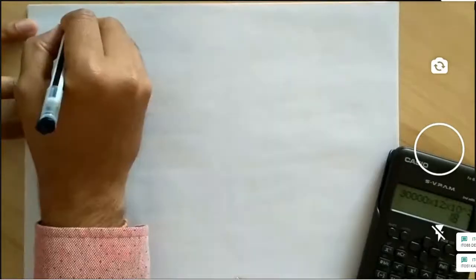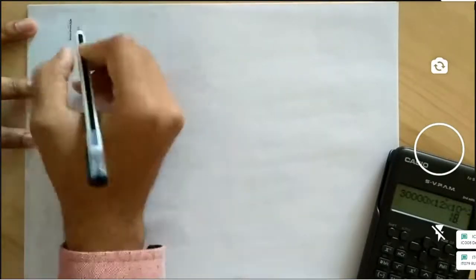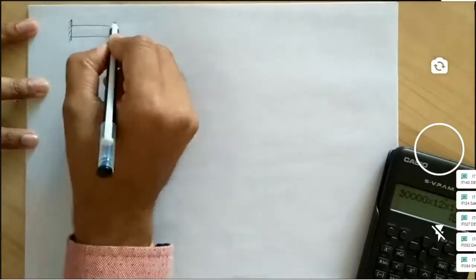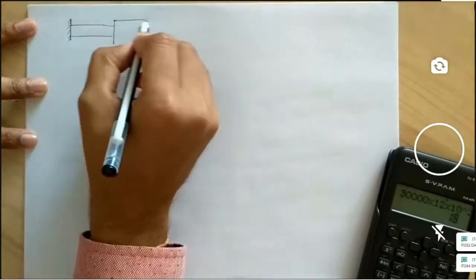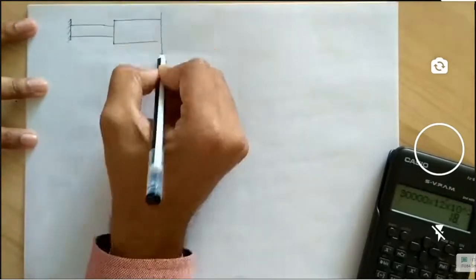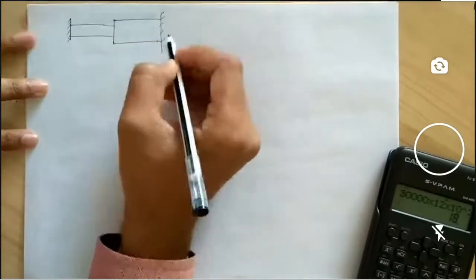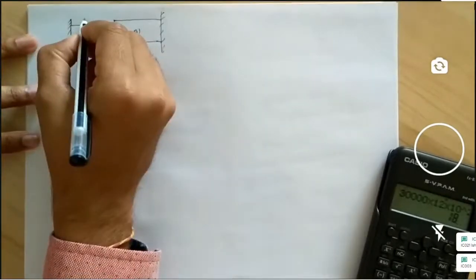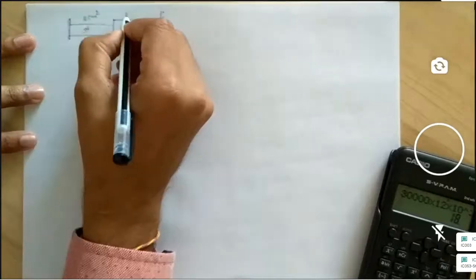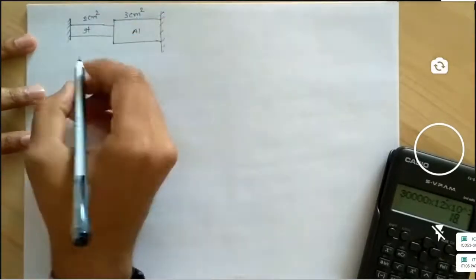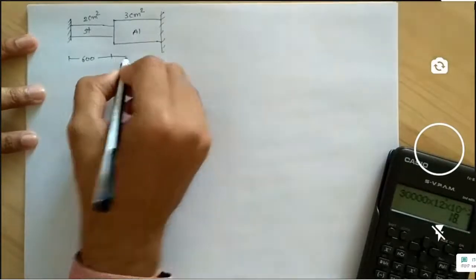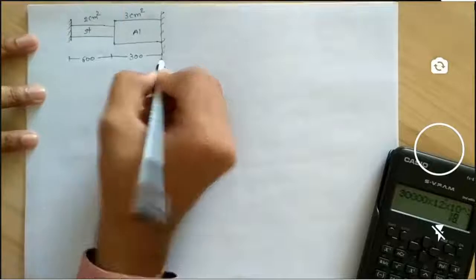Okay, so initially two bars are given. This one, and the second bar has a higher cross-section area. Both are fixed. Okay, this is the aluminum section and the steel section. The area is 2 centimeters square and the other area is 3 centimeters square. The length is 600 mm and the other length is 300 mm.